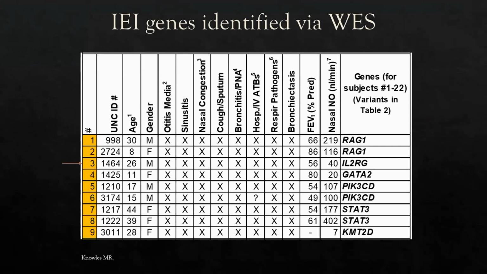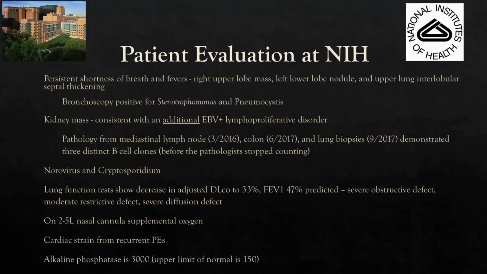Of all the PCD patients studied, there were actually other adults who were diagnosed with monogenic IEI diagnoses as well. And you can see patient number 3 is the one we're talking about now. And so he gets swooped up by multiple teams at NIH, and we start looking at him head to toe. He has lesions in his lungs that are lymphoma, but he also has Stenotrophomonas and Pneumocystis. He has a kidney mass that we biopsy, and it's also an EBV-positive lymphoproliferative disorder.